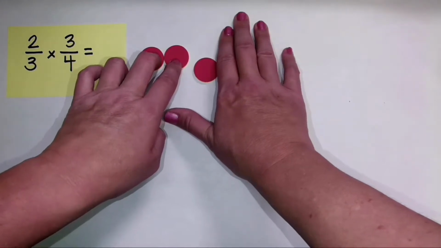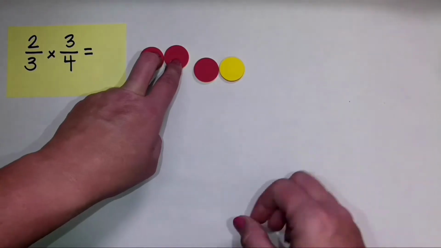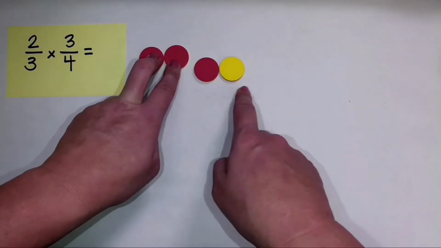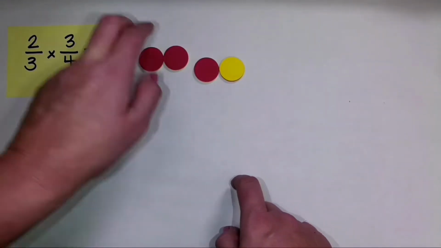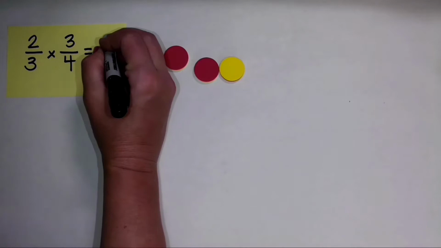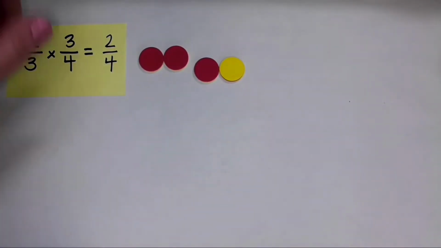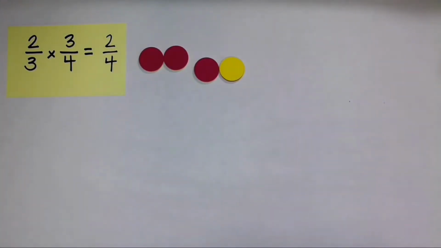Now to figure out the answer or the product, I'm going to go back. Remember, my denominator was always 4. So 2/3 of 3/4 are these two counters right here. Those represent 2/4. So I'll go ahead and write my product right here. 2/3 times 3/4 is 2/4. Now we can do that with manipulatives. It's also helpful to draw this for students.